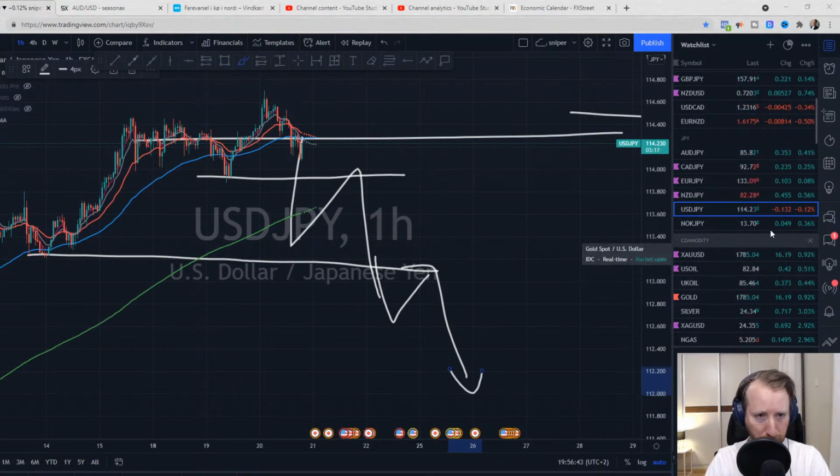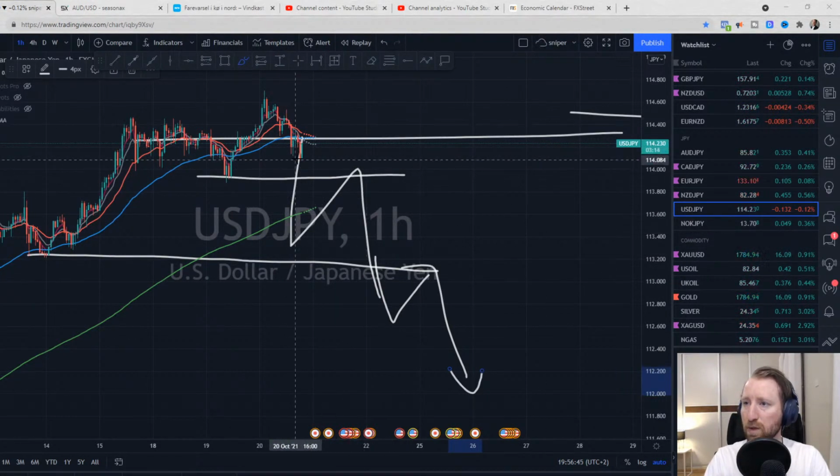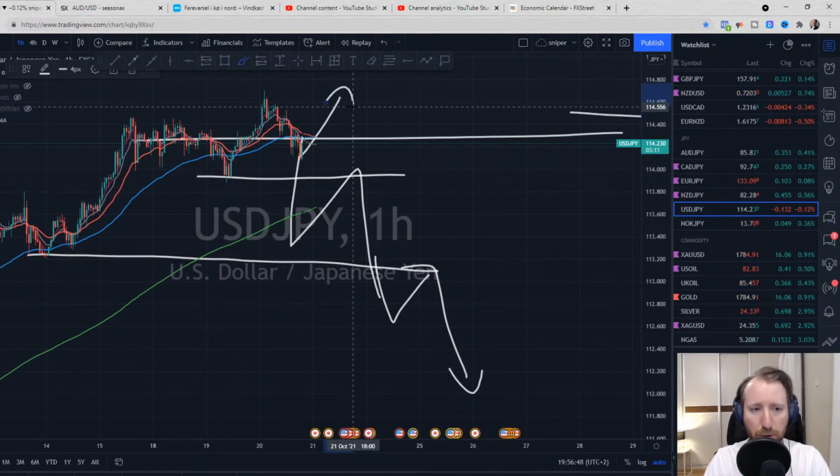Okay, USD yen still, still to the upside.